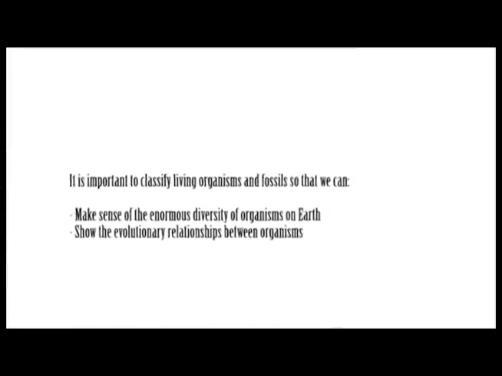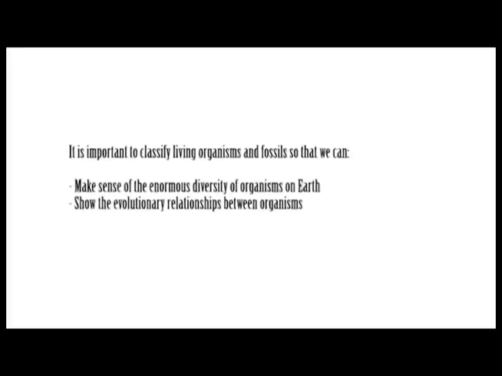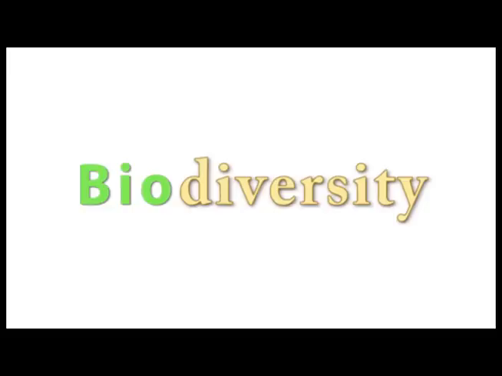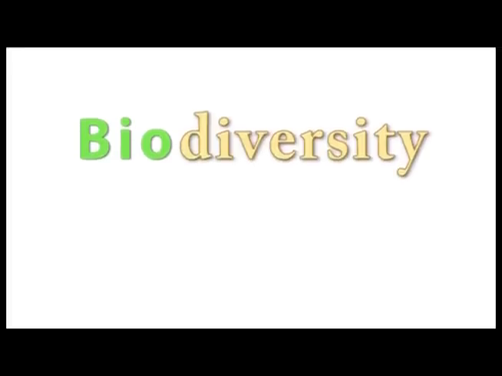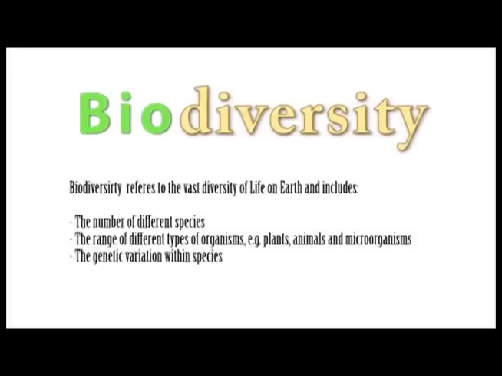If we come back to what we started with, when we were looking at the classification of the vast diversity of life on Earth, it's important to do this, not only because it allows us to make sense of the enormous diversity of organisms, but it also allows us to look at the evolutionary relationships between organisms. We refer to the variety of life on Earth as the biodiversity, bio meaning life and diversity meaning the differences. Biodiversity can refer to the number of different species, the range of different types of organisms such as whether you've got plants, animals and microorganisms, but also the genetic variation within the species.